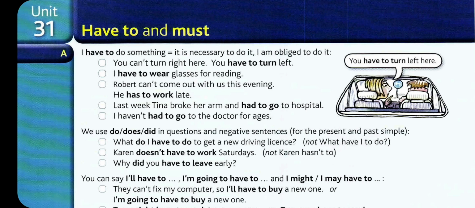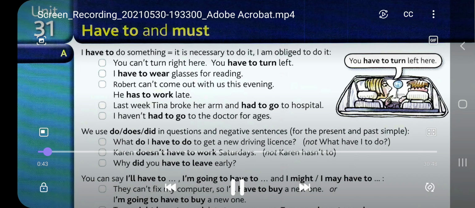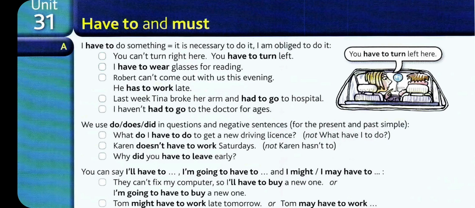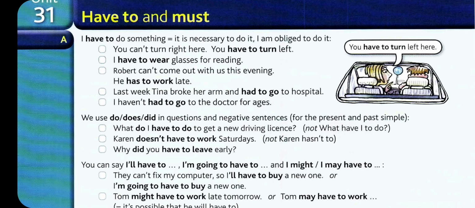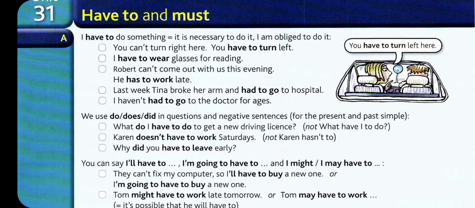Okay, now have to and must, what is the difference between them? How are they similar? When we say I have to do something, it means it is necessary to do it. Have to here means يجب, and must also. I have to do something means I must do this thing, so it is necessary to do it. Here we express necessity. I am obliged to do it. For example, you can't turn right here, you have to turn left.